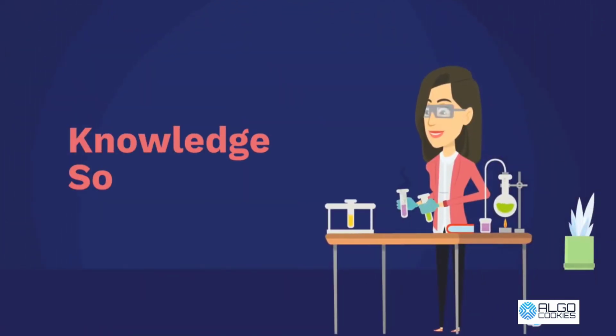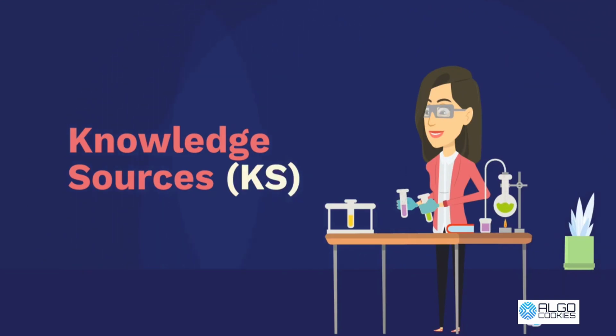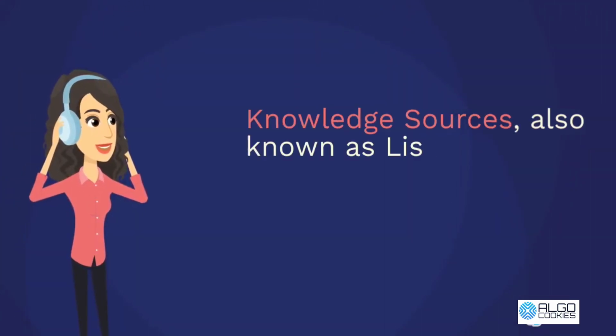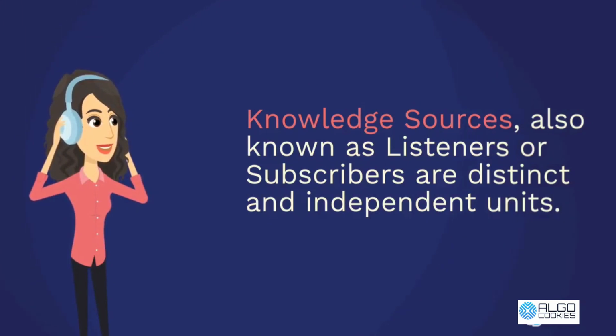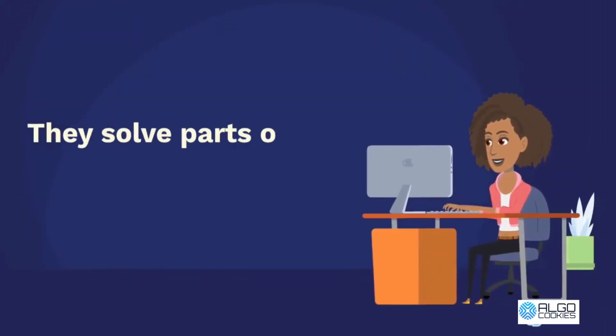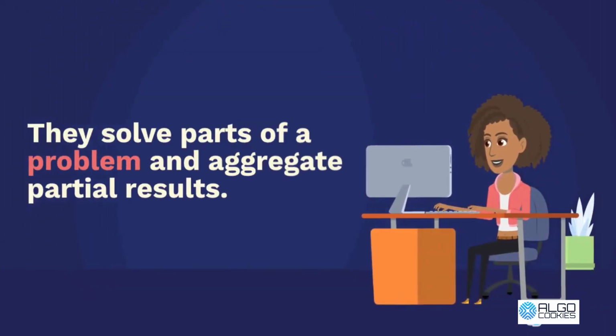Knowledge sources, KS. Knowledge sources, also known as listeners or subscribers, are distinct and independent units. They solve parts of a problem and aggregate partial results.